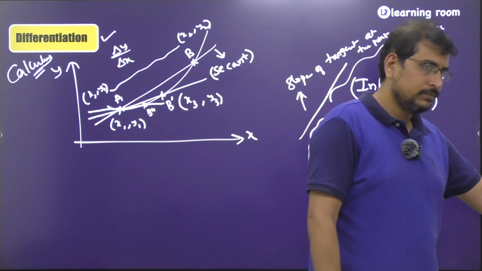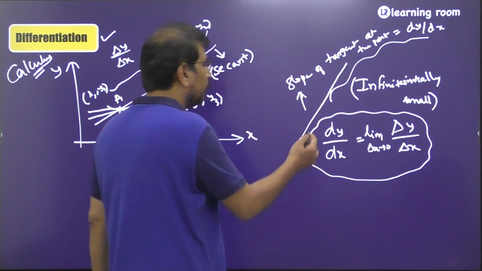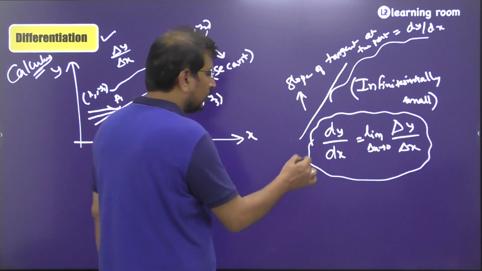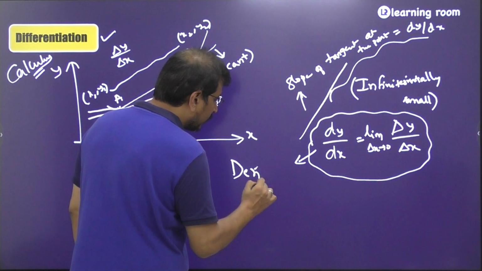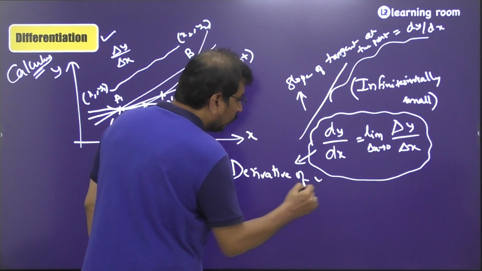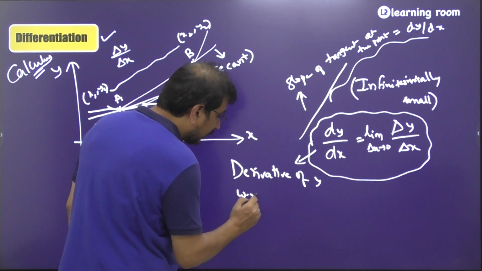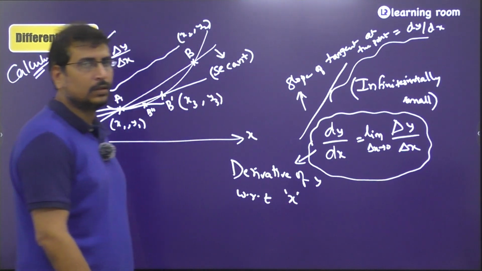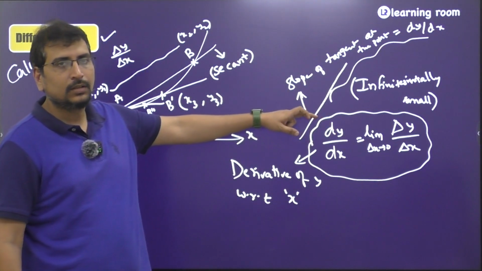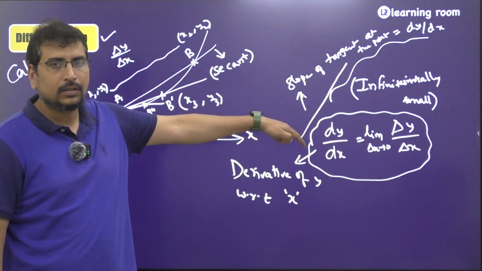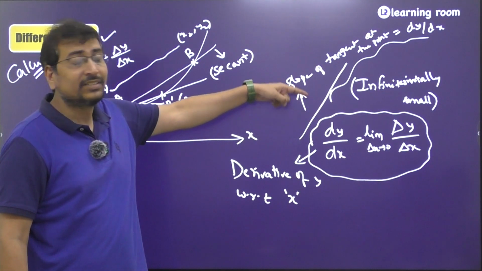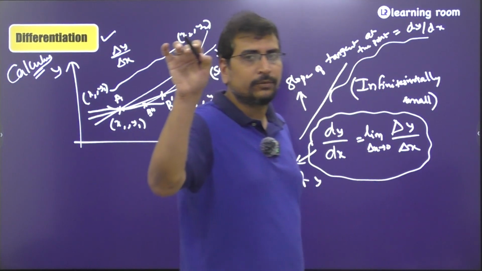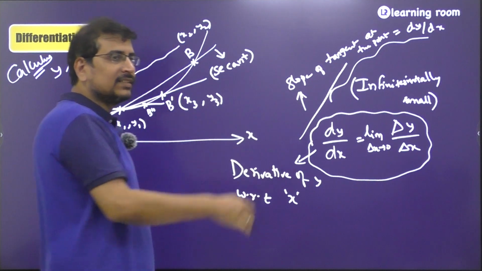D is called derivative. You read it as derivative of y with respect to x, where WRT means with respect to. Basically, the numerator is a dependent function, and the denominator is an independent function. I told you y is equal to f of x. The y is always in the numerator, x is the denominator.